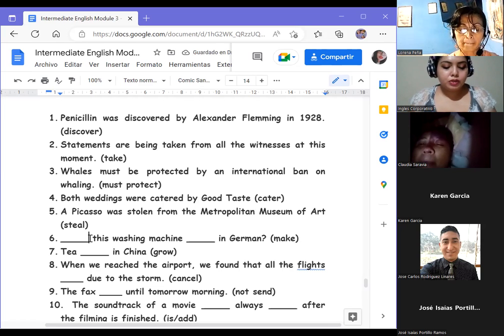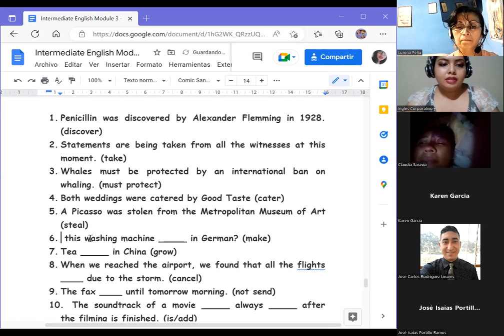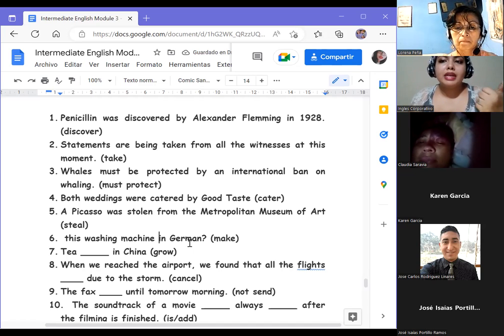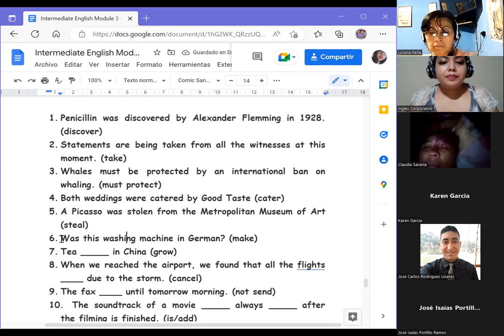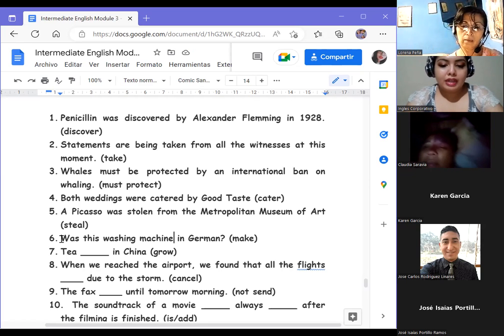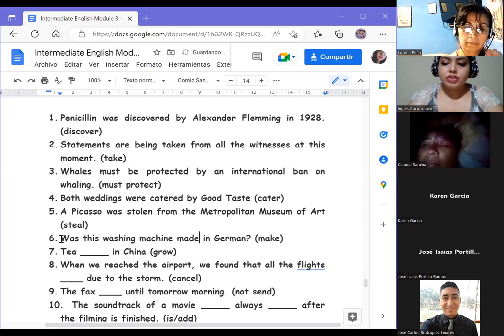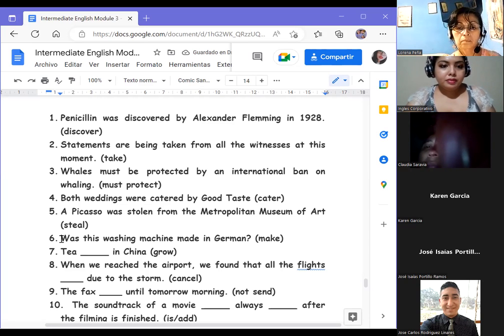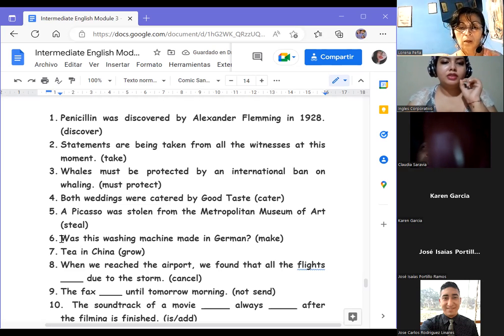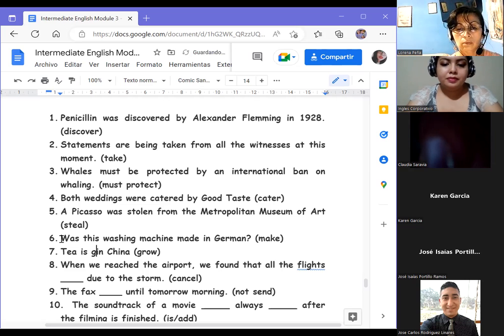Then we have two here. We are going to write two. In this case, has. This washing machine in German. We have make, that is the second one. But the first one, what is? If we are talking about past. Was. Was this washing machine made. Muy bien, excelente. Made in German. Good. Then we have here tea in China. We're just add something to what's wrong? Is grown. Is grown.